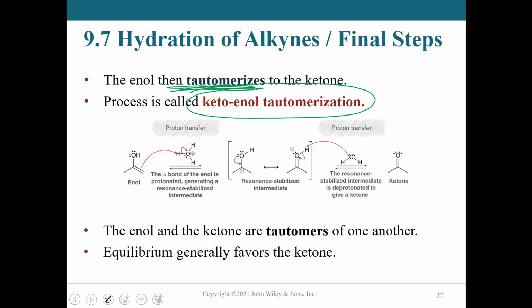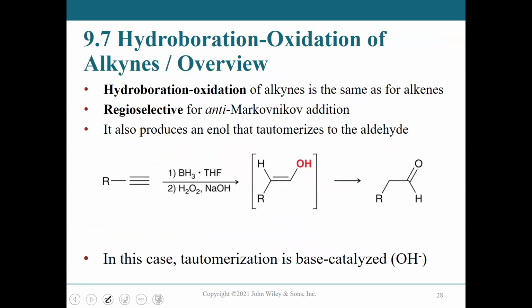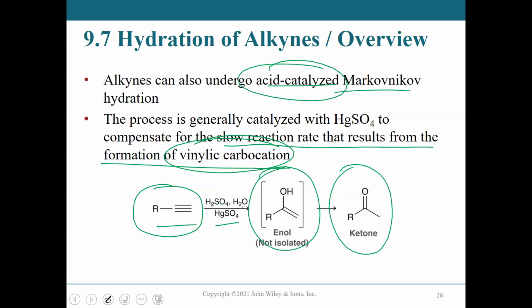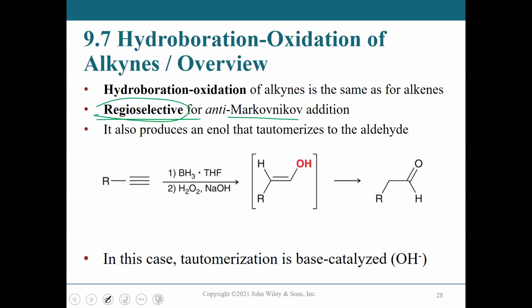What is tautomerization? The enol and the ketone are tautomers of one another, and the equilibrium favors the keto form, because the ketone is more stable than the enol. The hydroboration is the opposite, the anti-Markovnikov, and this one is regioselective, meaning that's the only product. Here, it doesn't really say anything about selective or specific. Here it is selective, meaning that the major product is going to be the anti-Markovnikov. So here we use the same reaction conditions that we used in the past for alkenes: BH3, THF, hydrogen peroxide, sodium hydroxide.